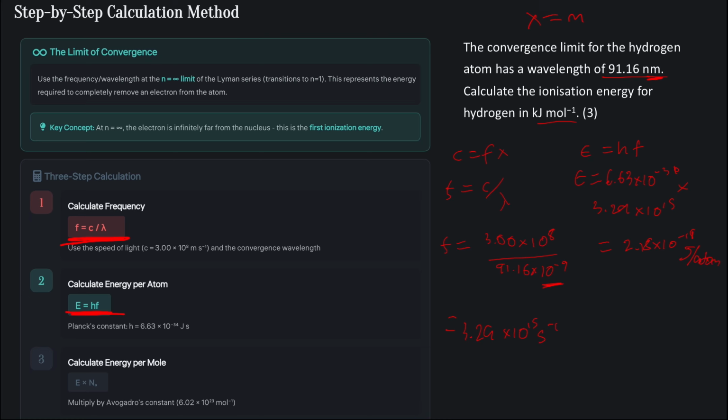And now we're supposed to calculate ionization energy for 1 mole of hydrogen atoms, but we're only calculating the energy per atom, as you can see here. So what we're going to need to do is, you might have guessed, multiply it by Avogadro's constant. You should remember that it is 6.02 times 10 to the 23. And then you get the answer 1,313,491 joules per mole. But it asks for kilojoules per mole. So you just divide that by 1,000, and you'd end up with 1,313 kilojoules per mole.